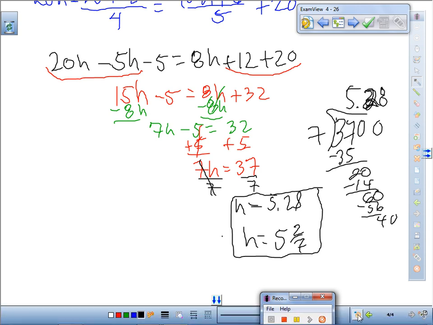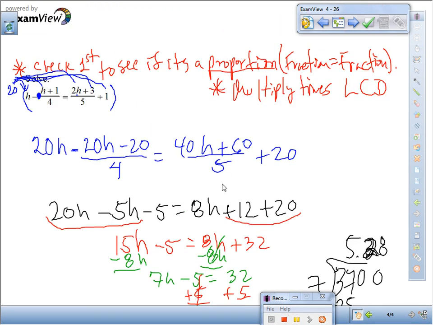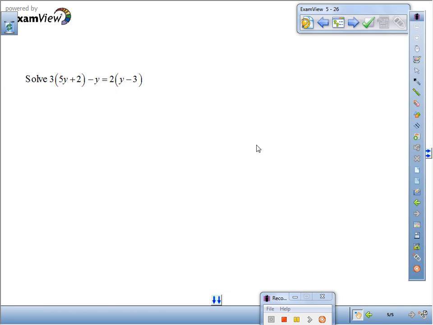So let me just recap on this one before I move over. Make sure you check both things. Number one, if it's a proportion, you cross multiply. If it's not, you multiply times the LCD so you can simplify that. Okay? All right, number 5, here we go.